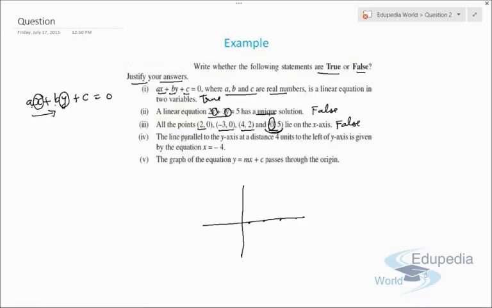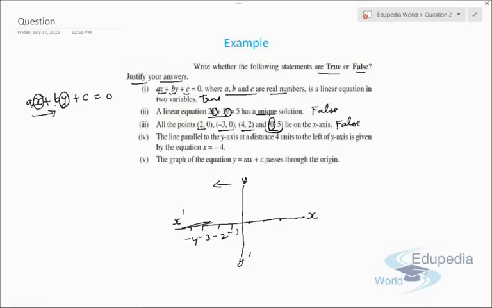The line parallel to the y-axis, let us draw a line over here. A line parallel to the y-axis means it should be like this, at a distance of 4 units to the left. To the left means it should be in the left direction, if this is y and y dash, and this is x dash and x, and it is given by the equation x equals -4. Meaning if this is -1, -2, -3 and -4.